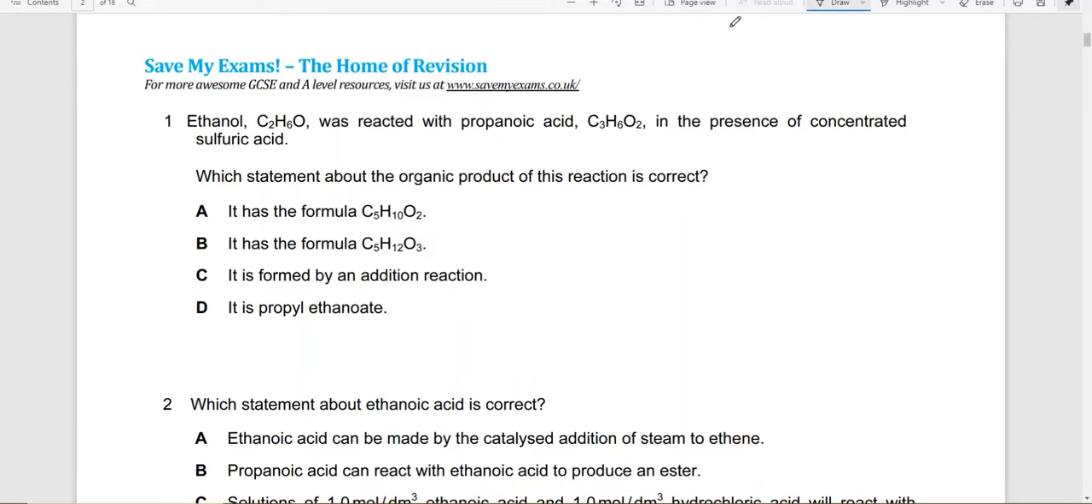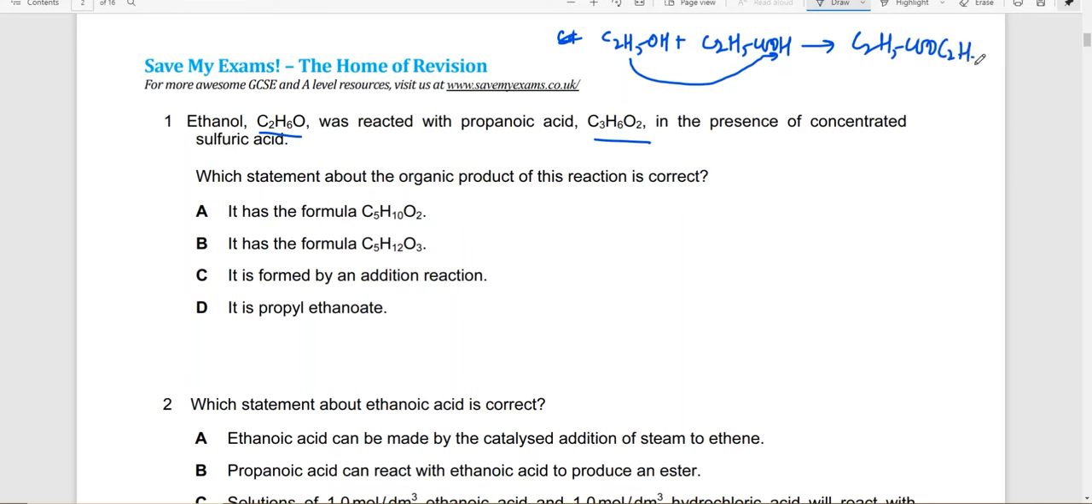Question number 1. Ethanol was reacted with propanoic acid in the presence of concentrated sulfuric acid. Don't get confused with these formulas. They look a bit different, but they are actually the same. Alcohol is ethanol, C2H5OH, and it's reacting with propanoic acid, which is C2H5COOH. As a result, the ester formed will have this portion attached at the end of this. You will have C2H5COOC2H5. So this statement about the organic product of this reaction is correct.